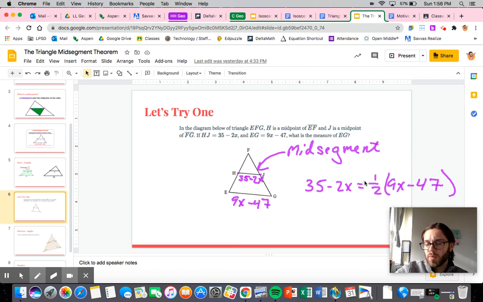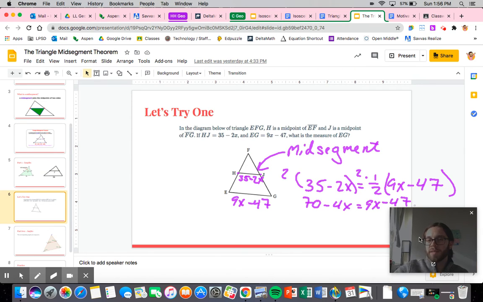If I multiply both sides by 2, that'll clear the fraction. You just have to multiply everything over here by 2 as well. So 70 minus 4x, right? I'm just multiplying everything by 2, is equal to 9x minus 47. And the only reason I decided to do that was because that makes things a little bit easier, right?